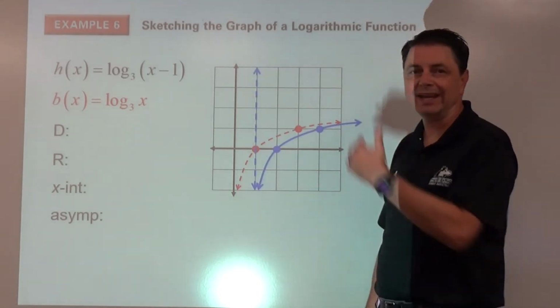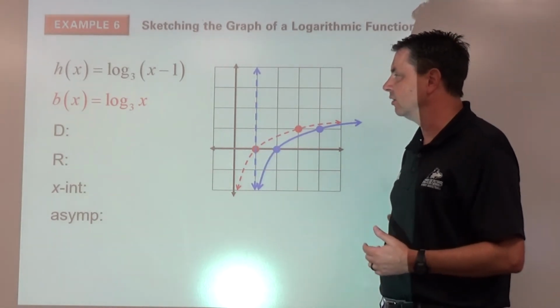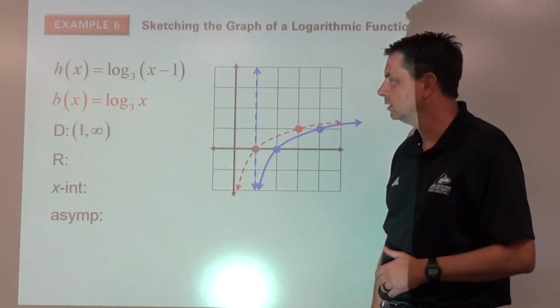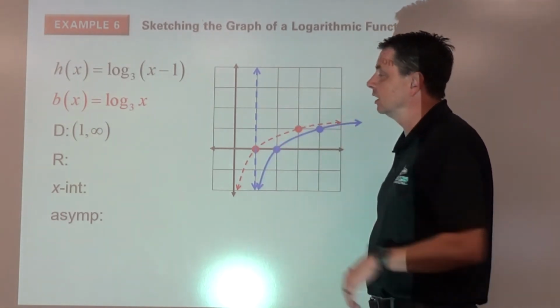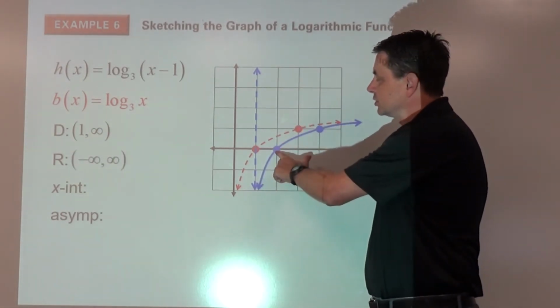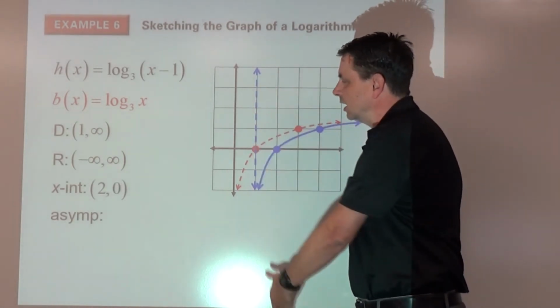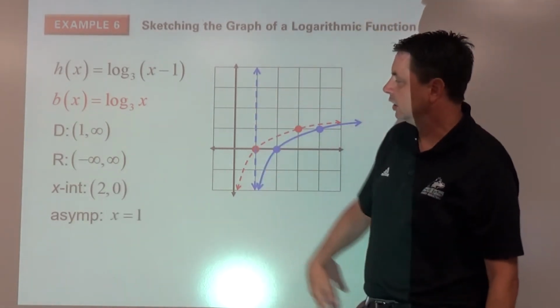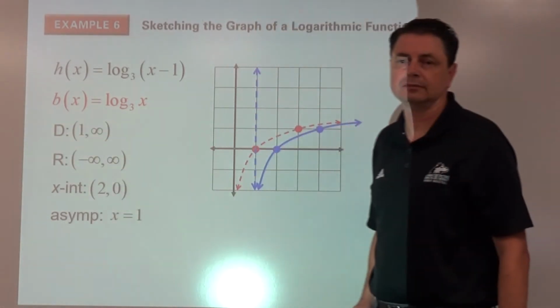So our new domain, after we've done the translation, the shifting, is everything right of 1. That's our domain. Range should not be affected. Still forever down, still forever up. The x-intercept has shifted to (2, 0). The asymptote is now x equals 1. Notice there will be a connection between your asymptote and your domain.